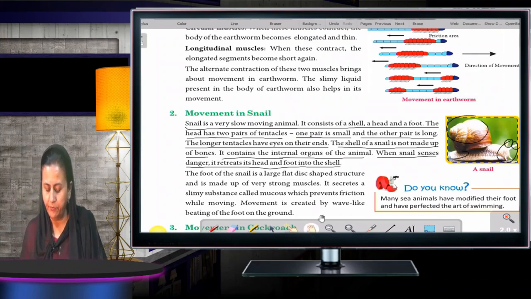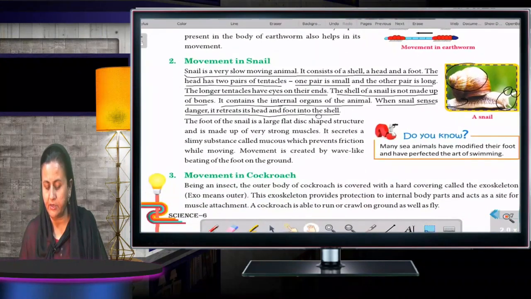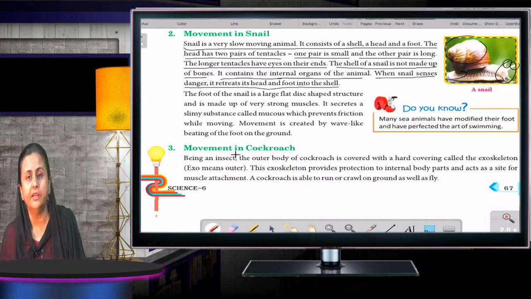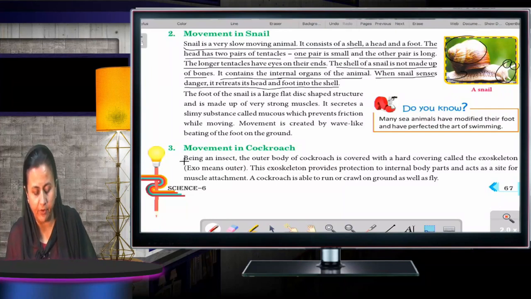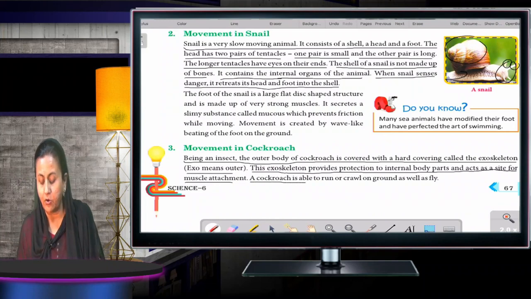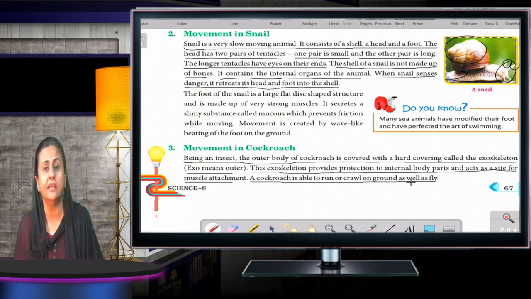Okay, now we will talk about movement in cockroach. Children, cockroach also is an insect and they are invertebrates. They do not have any backbone. Being an insect, the outer body of the cockroach is covered with a hard covering called the exoskeleton. Exo means outer. The exoskeleton provides protection to internal body parts and acts as a site for the muscle attachment. A cockroach is able to run or crawl on ground as well as fly. Children, it is an insect which can crawl on the ground as well as fly.